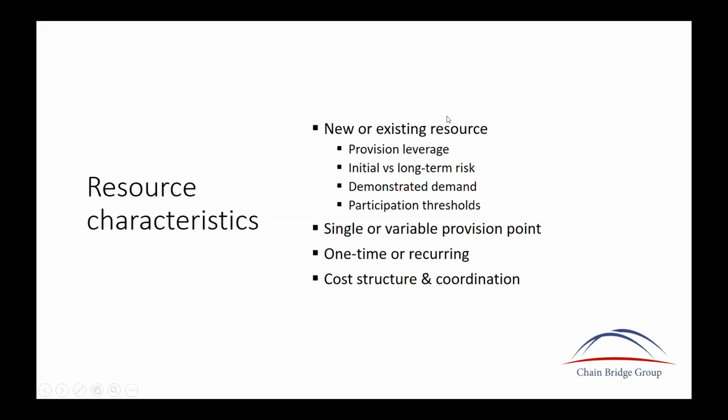One other advantage of existing resources is that they can typically demonstrate demand and use, making it easier to identify the target group and set participation thresholds. Looking at other relevant characteristics, a funding model's structure will depend on whether the resource has a single all or nothing provision point, or whether the amount of the resource provided depends on the amount of funding available. For example, whether more journal articles or monographs would be open if more funds are available.